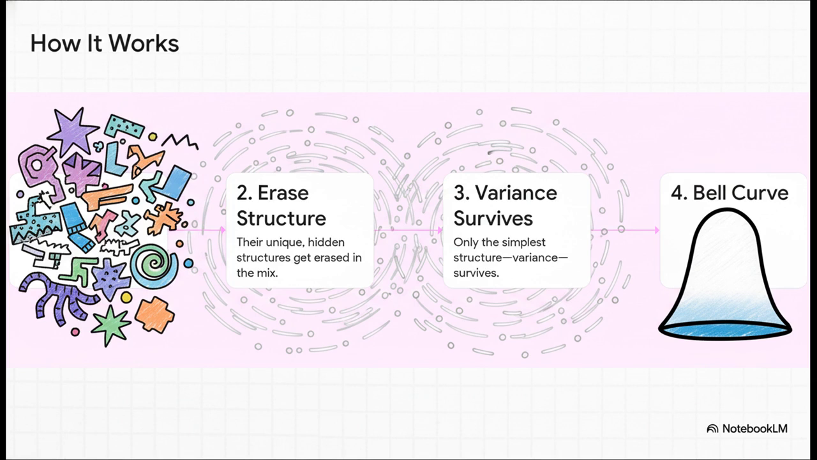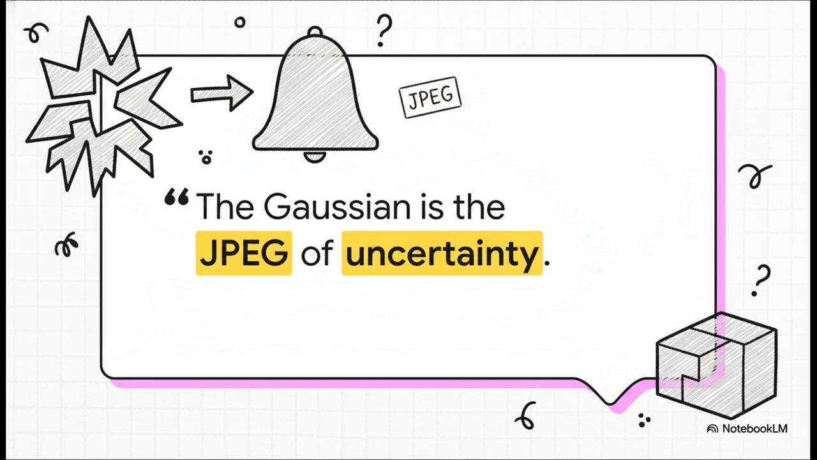And what comes out at the end? A perfectly clean, simple bell curve. This leads to another perfect analogy. You can think of the Gaussian as the JPEG of uncertainty. You know how a JPEG file compresses a rich, detailed photo by throwing away the super fine details you might not notice? Well, the central limit theorem does the same thing to randomness. It creates a Gaussian by throwing away all the complex, detailed information. It's a lossy, simplified summary of reality.